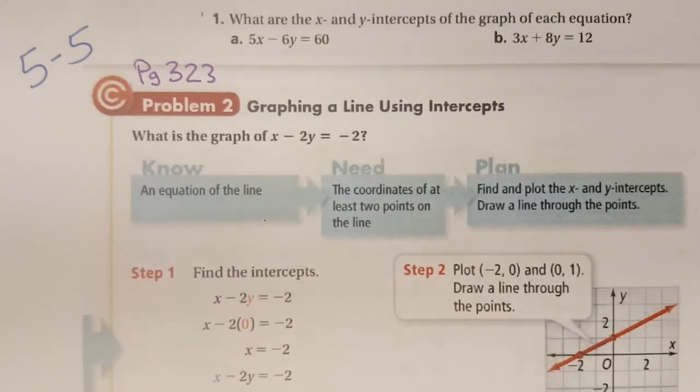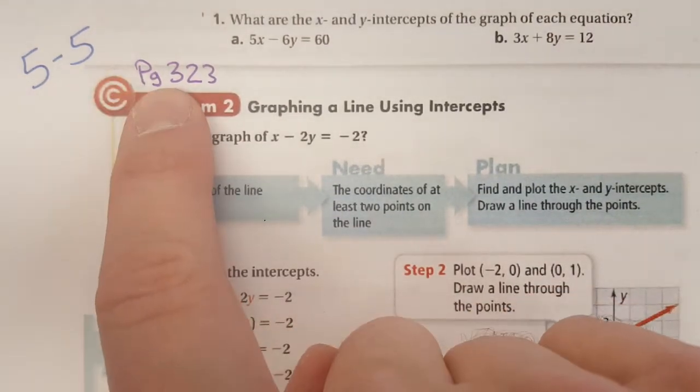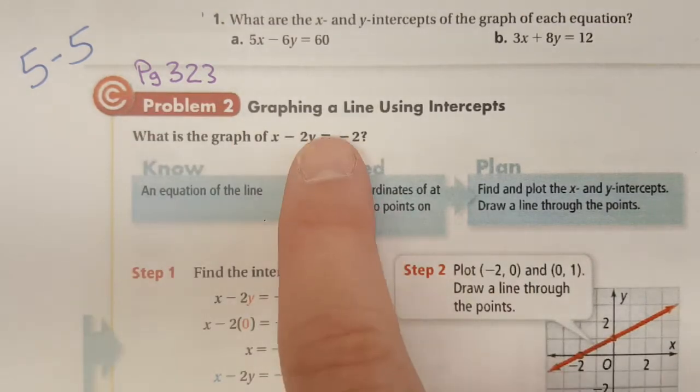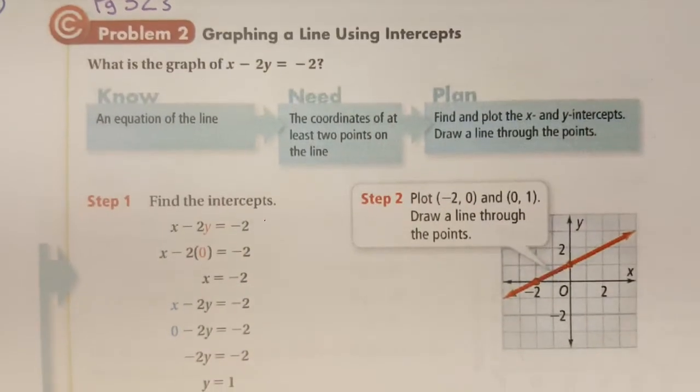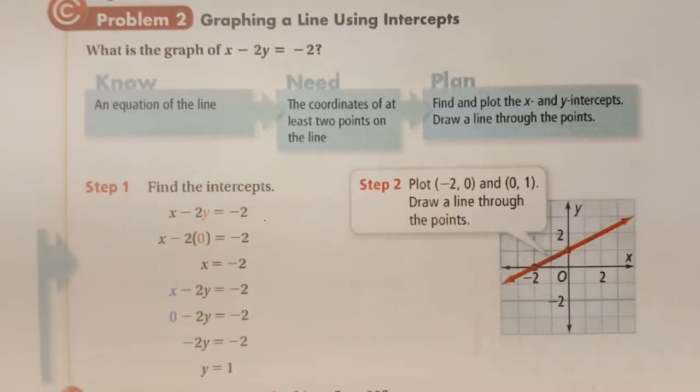Moving right along, here's problem number 2 from the 5-5 notes on page 323. So now we're going to graph using the intercepts. Up here we found the intercepts, now we're going to graph them, which I kind of already did in the first example. I kind of knocked out 2 stones with 1 bird, right? Okay, moving on.